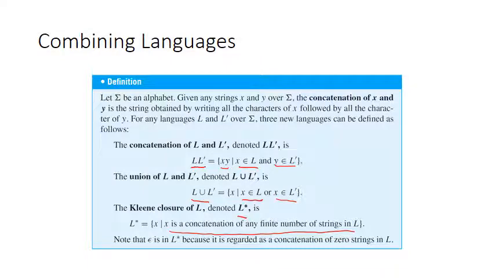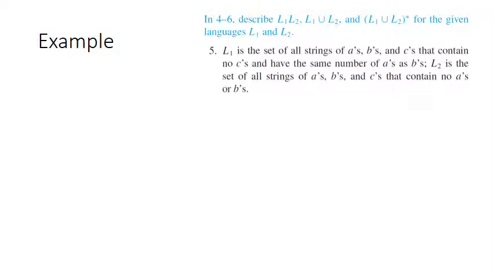And then also note that epsilon, the empty string, is in L star because that's regarded as a concatenation of 0 strings. So if you concatenate 0 strings, you're not sticking anything together, so then you get an empty string. Okay, so let's practice with these a little bit. All right, so let's look at this example.